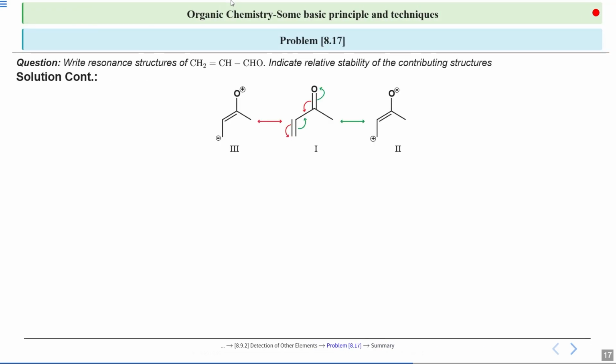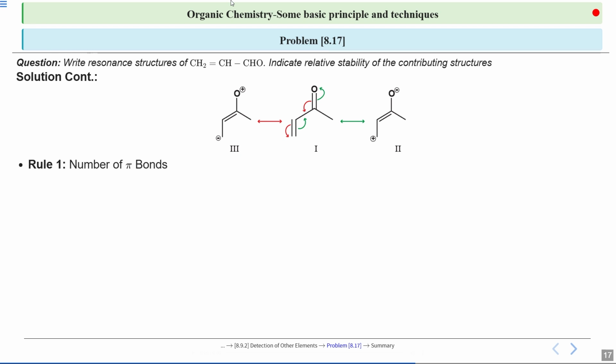Now, let us look at the first resonating structure. Notice how the double bonds are arranged. This structure will serve as our reference point for comparing stability. Notice how two different flows of electrons, red and green, can generate two different resonating structures, 2 and 3. Now let us discuss rule number 1. So now we are going through these rules to compare their stability.